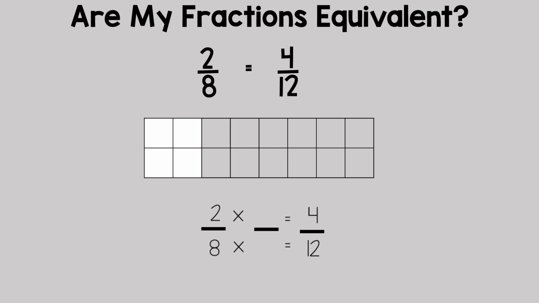So I know that 2 times 2 equals 4. So in order for this to be an equivalent fraction, the denominator, 8 multiplied by 2, has to equal 12. 8 times 2 does not equal 12, it equals 16. So these 2 fractions are not equivalent to each other.